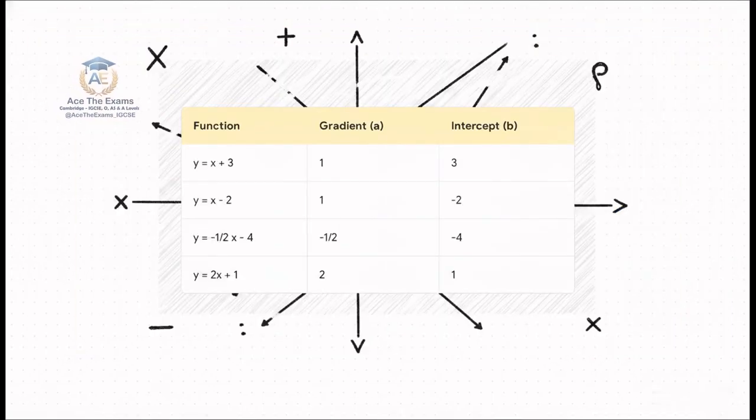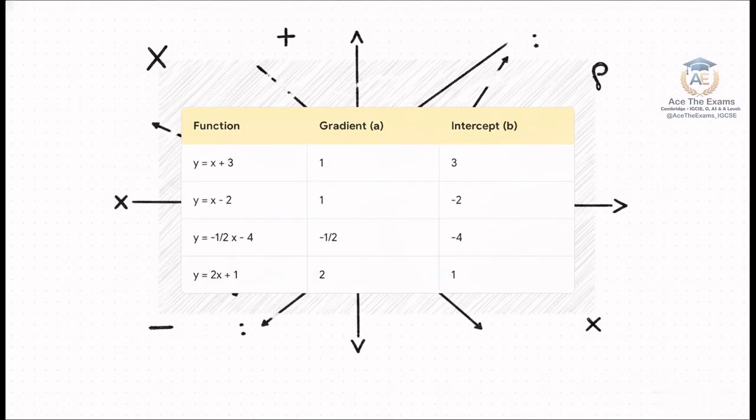And this brilliantly illustrates how we apply those rules in practice. Look at these 4 functions. For y equals x plus 3, the gradient is an invisible 1 and the intercept is 3. It crosses the vertical axis right at positive 3. For y equals x minus 2, it has the exact same steepness, a gradient of 1, but it crosses further down at negative 2. Then we have y equals negative 1/2 x minus 4.